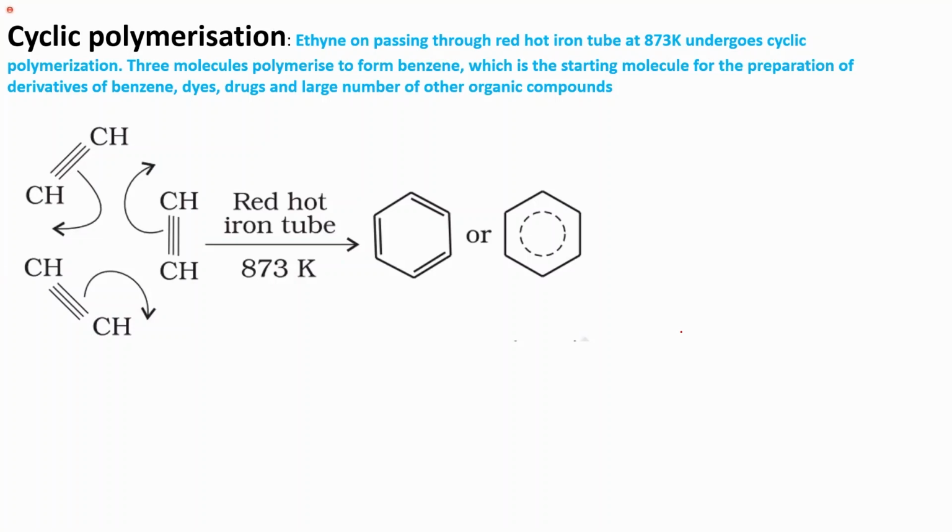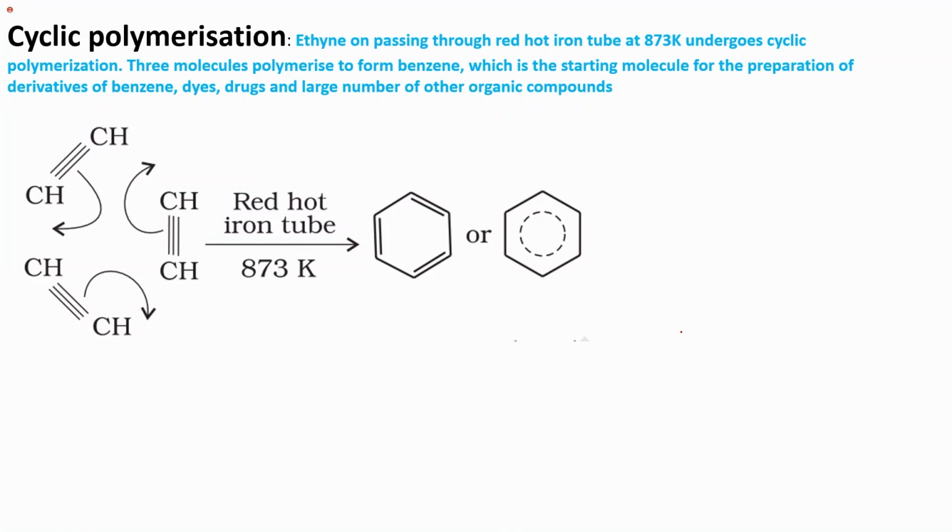Now if you want to get an aromatic compound, cyclic polymerization can happen in the presence of high pressure and a red hot iron tube. So ethyne means the acetylene moiety. When acetylene is passed through a red hot iron tube at 873 Kelvin, it undergoes cyclic polymerization. Three molecules polymerize to form the benzene molecule, which is the starting molecule for the preparation of derivatives of benzene, dyes, drugs, and a large number of other organic compounds.